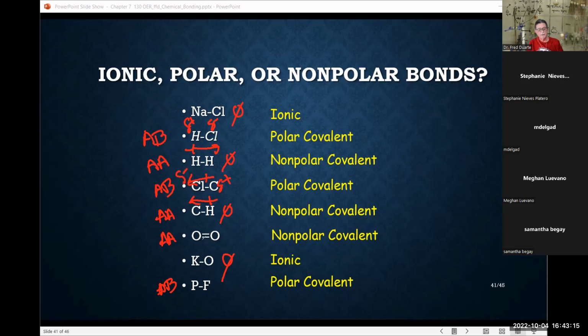And then here we have no arrow on the oxygen, okay? And then phosphorus and fluoride, automatically toward fluoride. Partial negative on the fluoride, partial positive on the phosphorus.